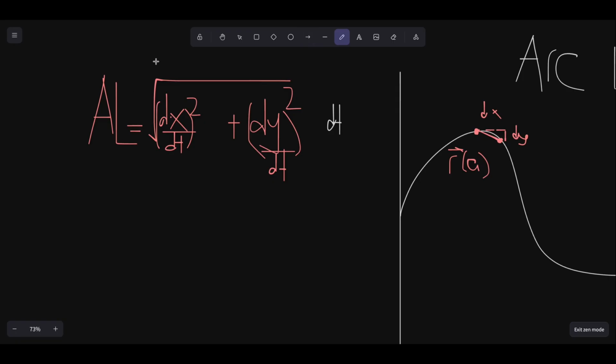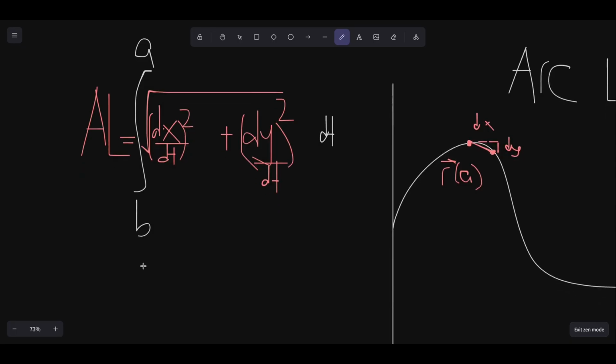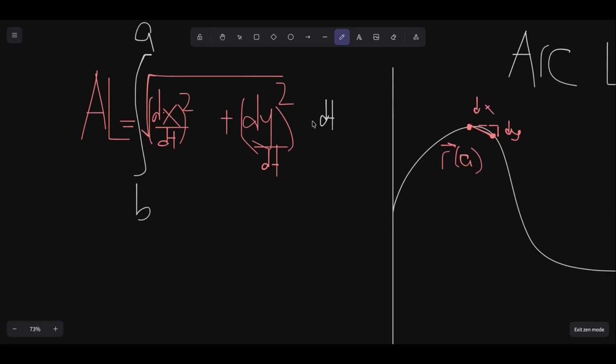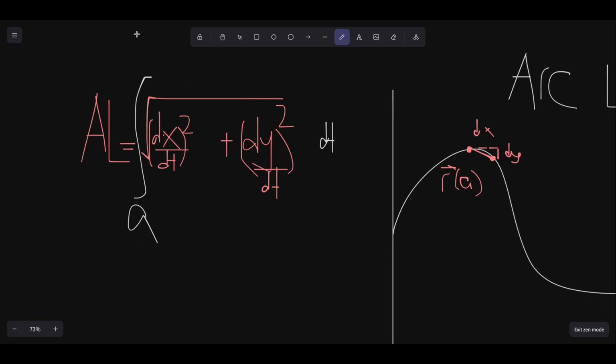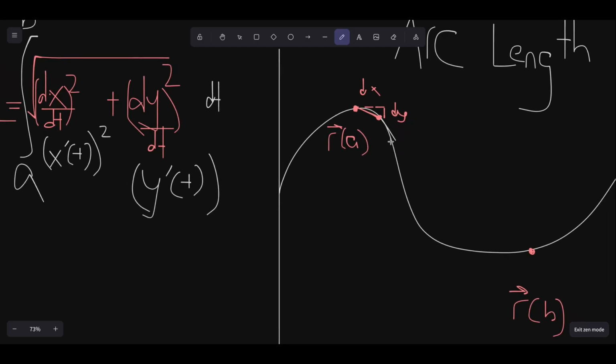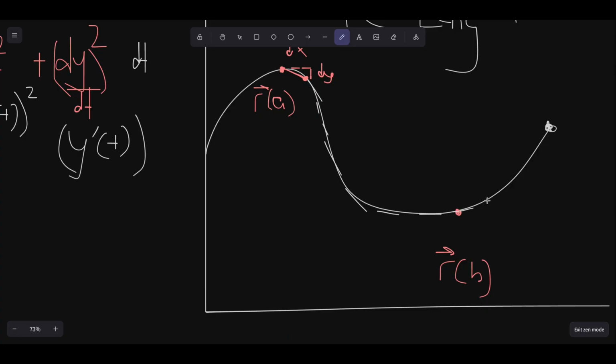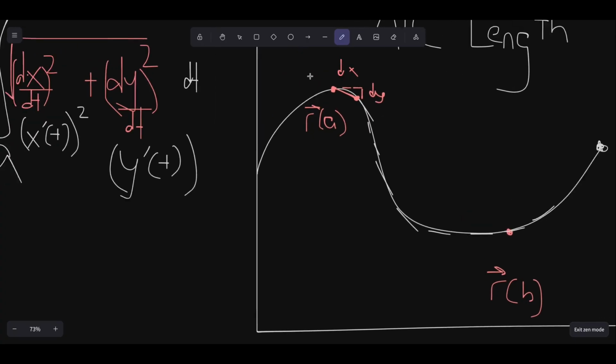And so notice how if I take the integral of this from a to b of dx over dt squared, which you can also view as x prime of t squared, plus y prime of t squared, and then you take the square root of this and integrate it with respect to dt, well then this gives me the arc length for every patch that I have. So for every journey that I make, I can calculate the arc length and sum it all up using the integral.